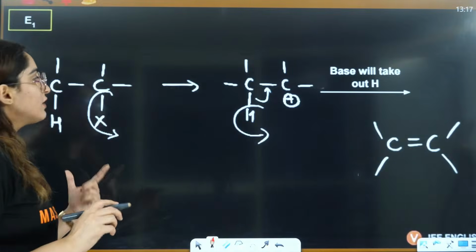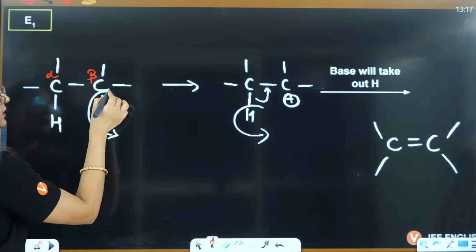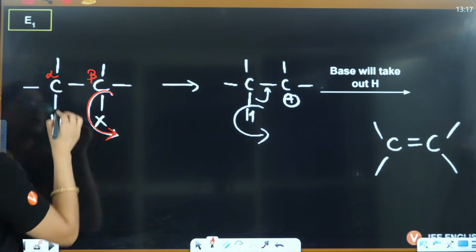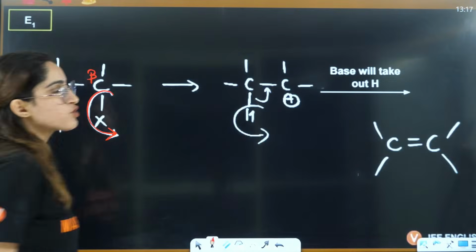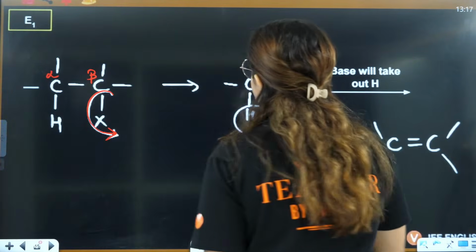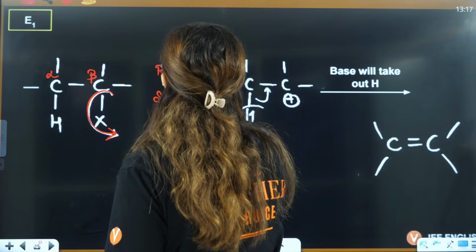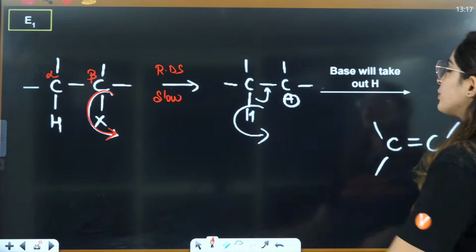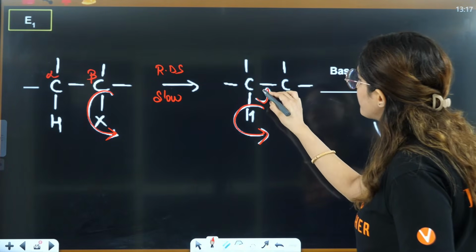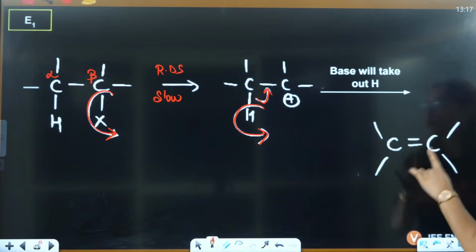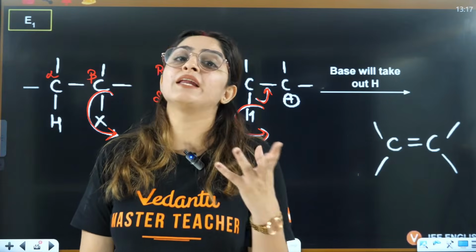What is E1? Let's say this is alpha and this is the beta position. Let's say from here X is leaving, then from here H will leave. Firstly X is leaving and you will have the formation of a carbocation. This is your RDS, that is rate determining step, the slow step. Then this H positive will leave and this bond will shift here, and hence you will have the formation of an alkene. Alkene, in most cases, is formed by elimination reaction.